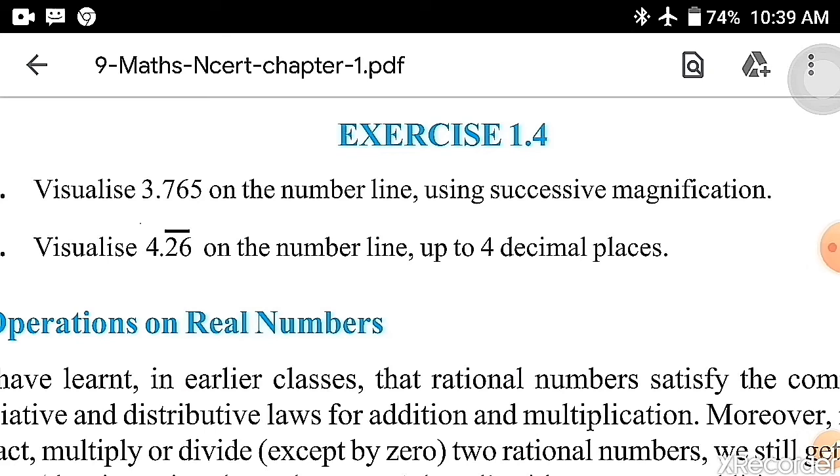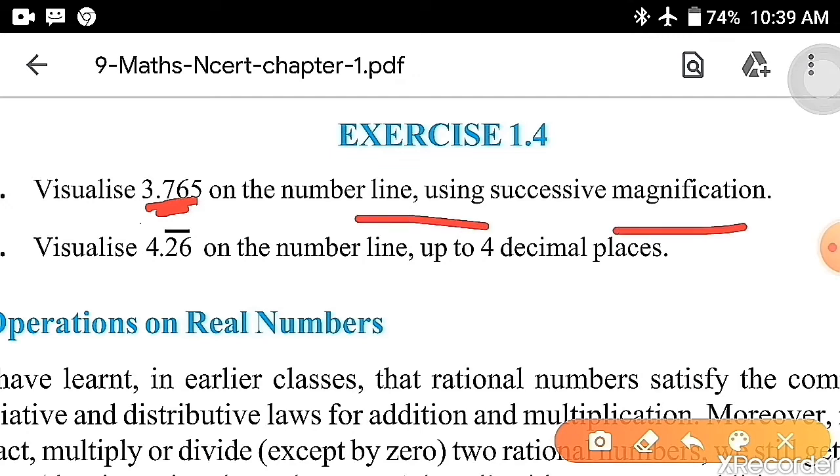In this video we will explain exercise 1.4. What we have to do in this exercise: visualize 3.765 on the number line using the successive magnification method. Successive magnification. So how will we do it? For that we have to locate this point on the number line.